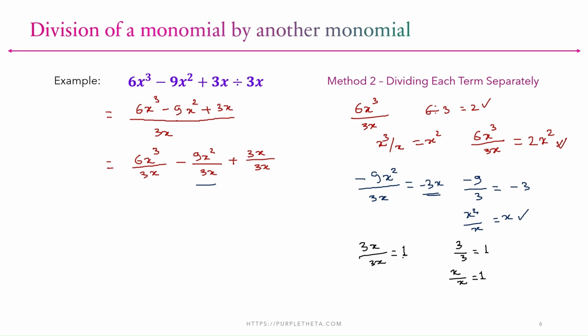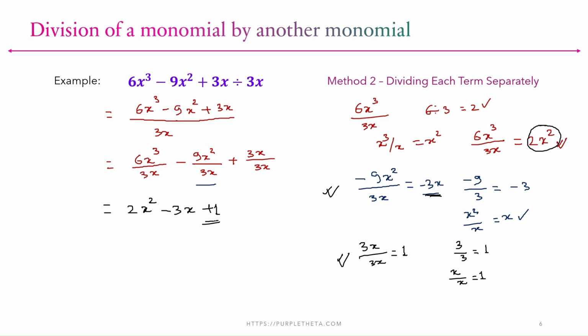Now we have to write the final answer. I will come here. For 6x cube by 3x, we have 2x square. Minus 9x square upon 3x, we just saw, is equal to minus 3x. And finally, 3x upon 3x is 1. This is what we have seen just now. Plus 1. Right? So this is the answer.